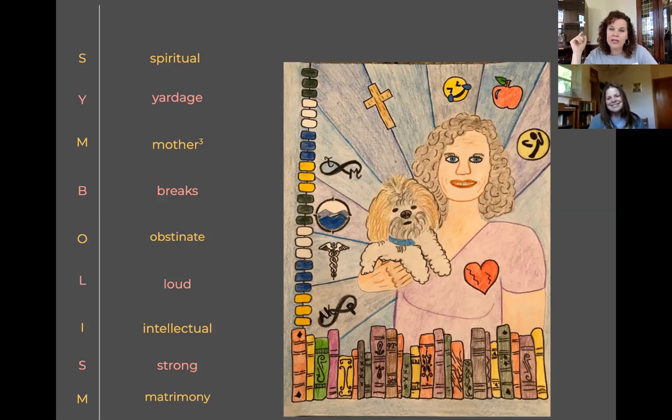And then my daughter is represented by the apple, which is, she's going into education. She's in college right now. And so she's going to follow in her mom's footsteps and be a teacher.